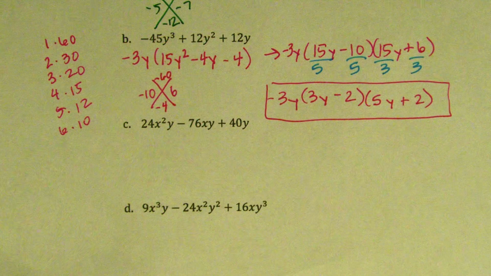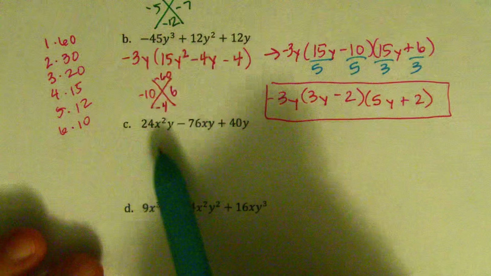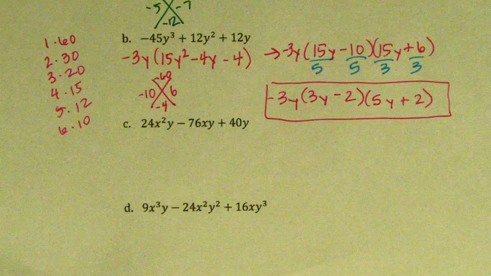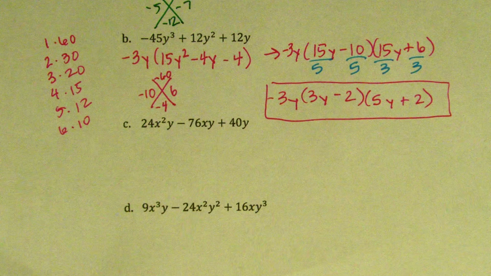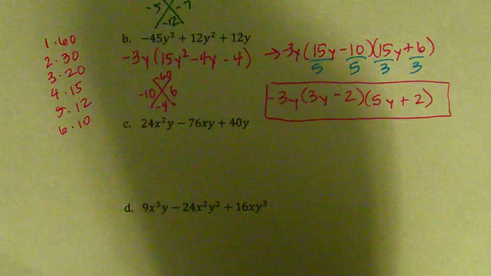We have 2 more left. I know this video is getting a little bit long. Hopefully you're hanging in there with me okay. Again, same thing. We always want to check first to see what our greatest common factor is among these 3 terms. In this case, 24, 76, and 40 have a common factor of 4.